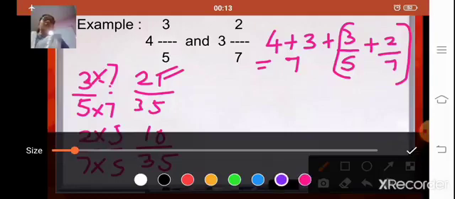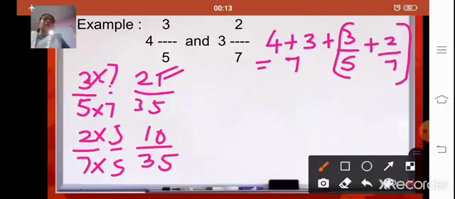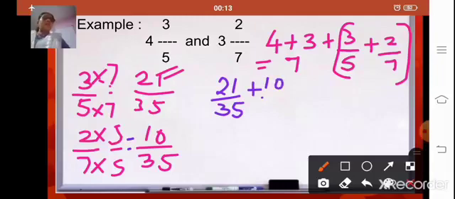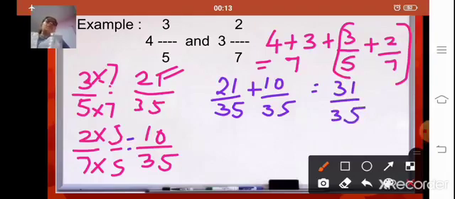Now you have finished with this, that is, you have made both the fractions like fractions. Now what you will do is you will add them. So 21 plus 10 upon 35, that is equal to 21 upon 35 plus 10 upon 35. That will give you 31 upon 35. So this you have got as a proper fraction.